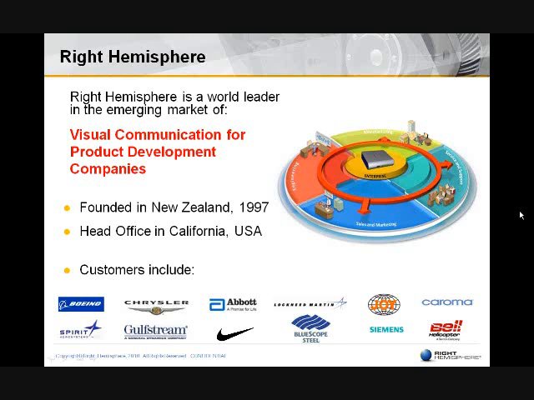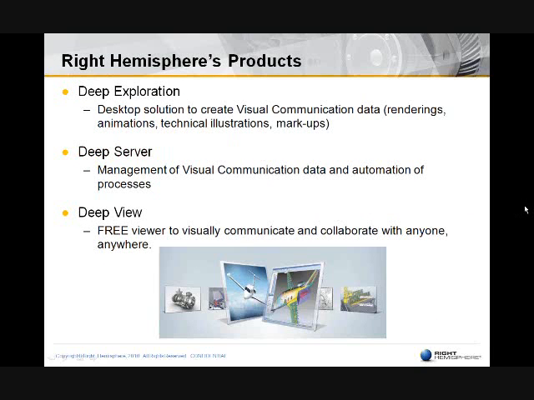Now Right Hemisphere, through my company Right Connect, is proactively developing the Asia Pacific market. We're very excited to be bringing one of the world's fastest growing technologies to the world's fastest growing market. I'll now take you through Right Hemisphere's key products. Firstly, Deep Exploration is the desktop tool that enables users to create visual communication material like animations, renderings, and technical illustrations. Many of Right Hemisphere's large customers have created so much material with Deep Exploration that they need a way to manage that data. This is where Deep Server comes in.